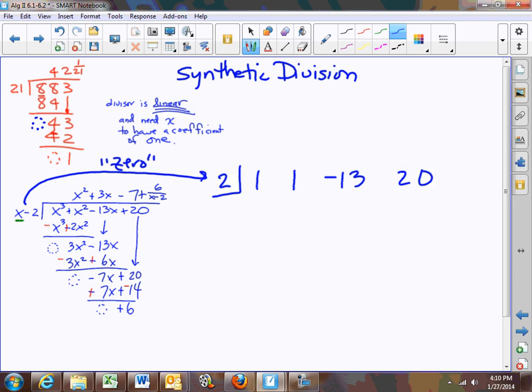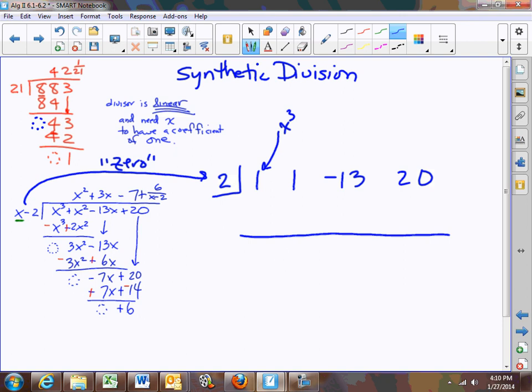Got to have a placeholder for any term that's missing. Now, also, please remember that this 1 right here represents the coefficient of the x to the third term. And that'll be important in a moment. Now, to do synthetic division, we draw a line below the numbers that we've written, far enough down so that there's room above the line for numbers and room below the line for numbers.